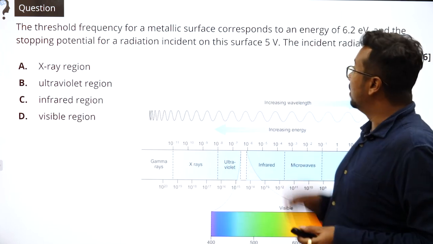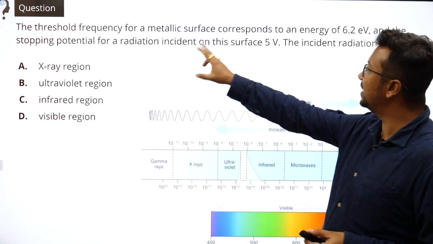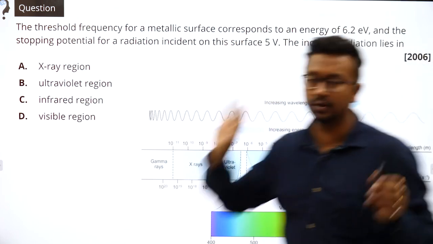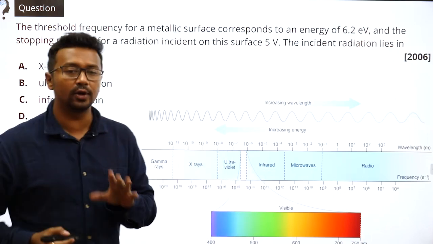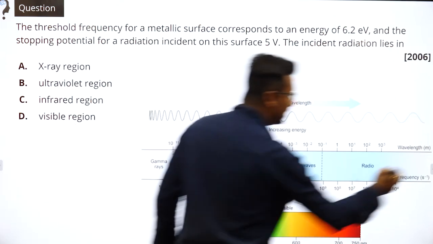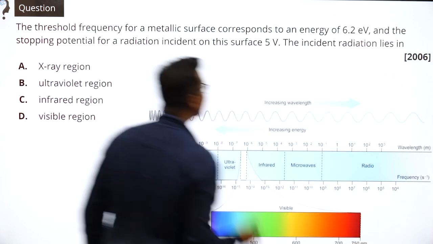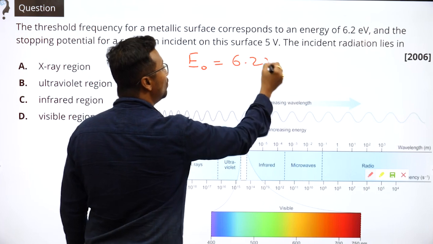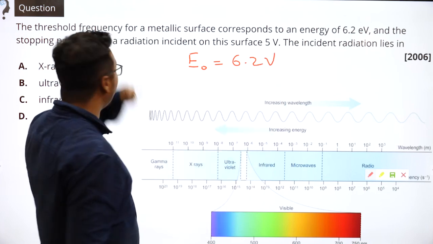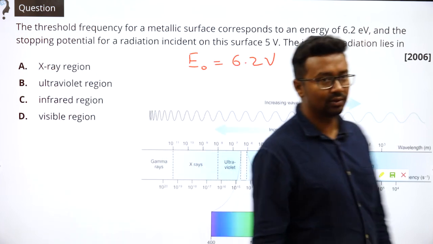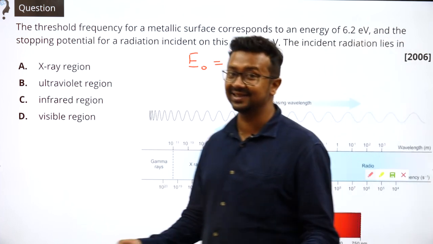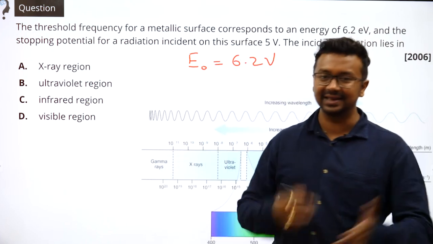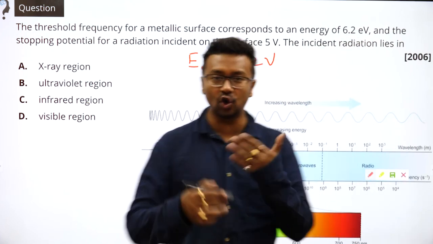Okay. Now, they are saying the threshold frequency for a metallic surface corresponds to an energy of 6.2 electron volt. So the threshold energy E naught is 6.2 eV, right? And the stopping potential. Now, friends, here a difficulty comes up. What is stopping potential? Okay? I'm going to explain all that to you definitely in a short time.